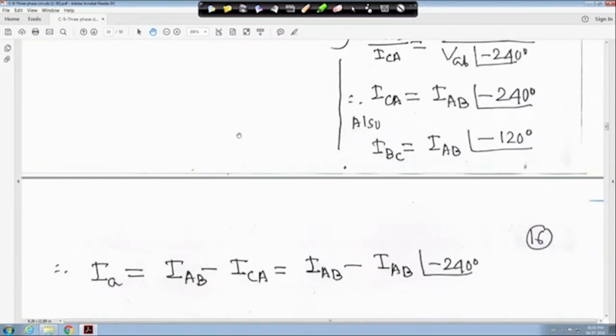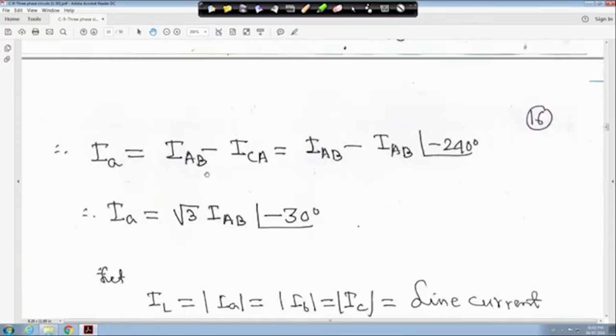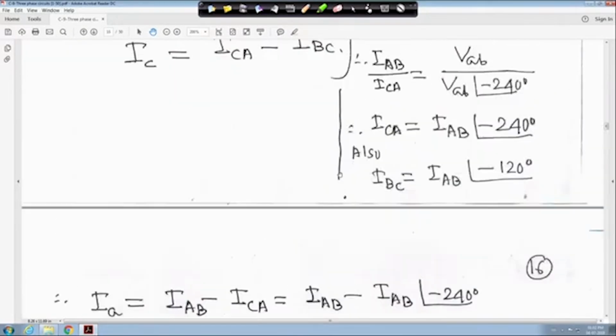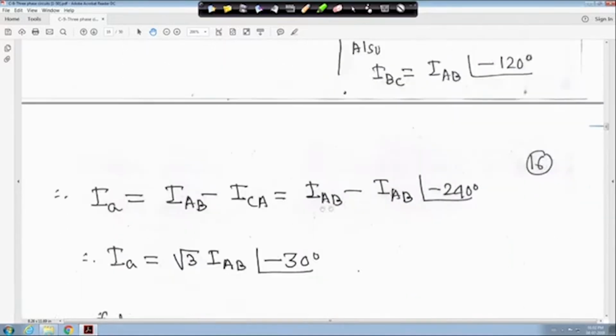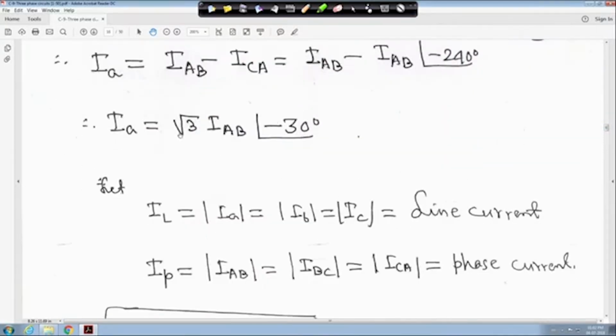So, in this case, therefore, we know IA is equal to IAB minus ICA. So, IAB keep, but ICA is equal to IAB angle minus 240 degree. You put here IA is equal to IAB minus IAB angle minus 240 degree. If you simplify, you will get IA is equal to root 3 IAB angle minus 30 degree. That means line current is equal to root 3 times the phase current and angle is minus 30 degree, right.